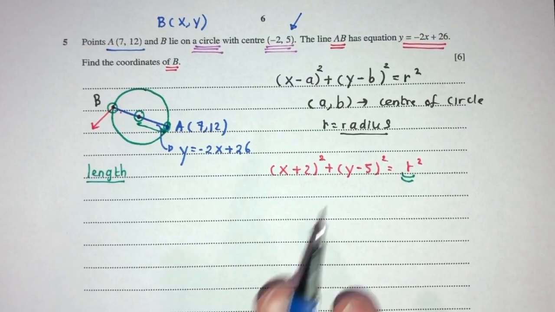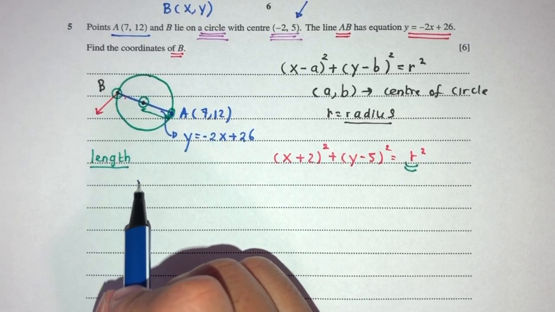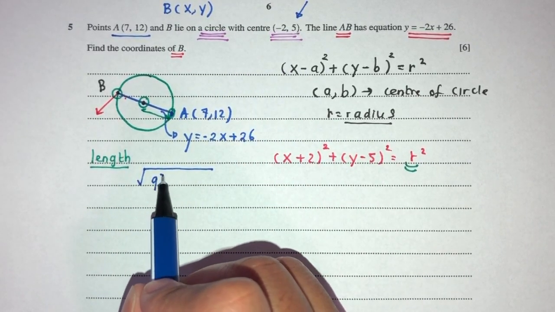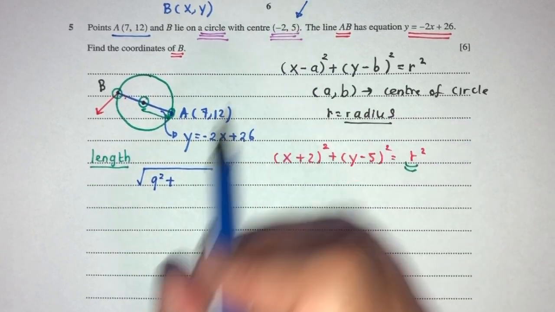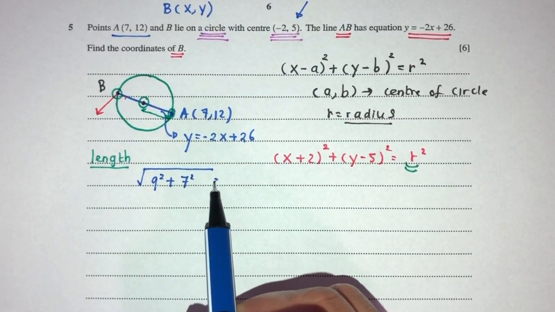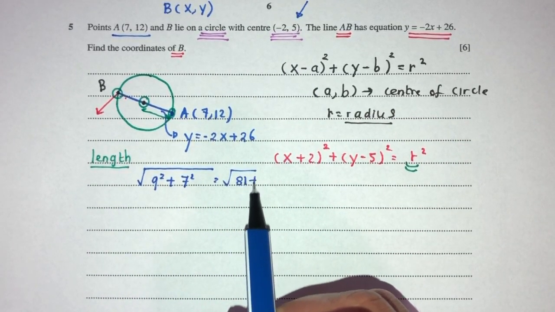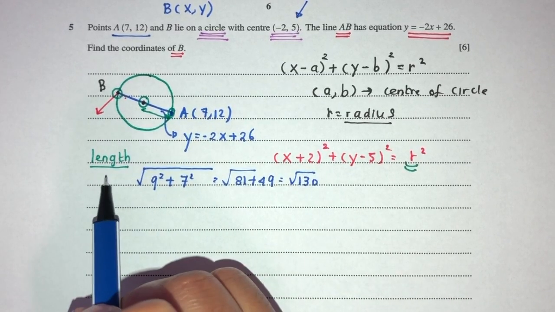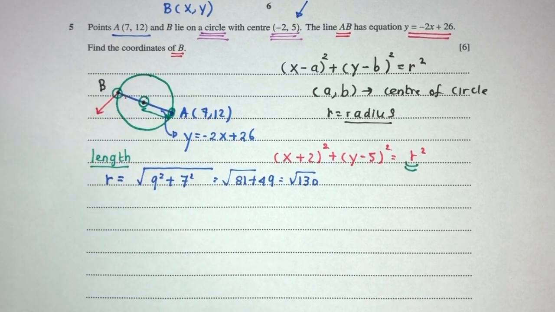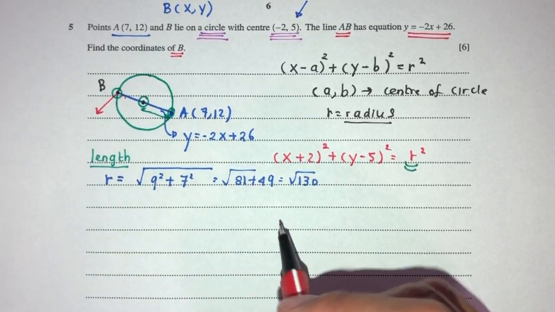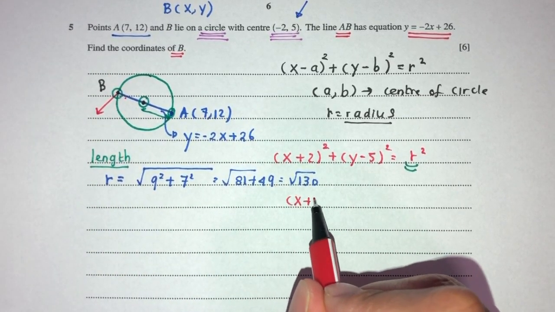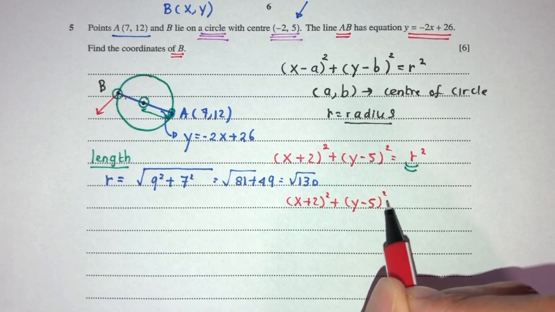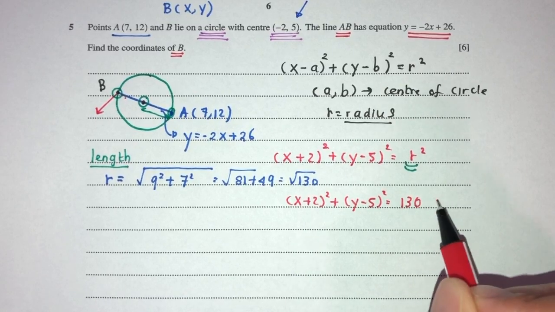So we can use our formula, pretty simple. That should be what? 7 minus 2 is 9. Squared should be 81. 12 minus 5 is 7. Squared, that should be 49. So root of 81 plus 49, that should be 130. Therefore, the radius is root of 130. So r squared, obviously, that should just become (x plus 2) squared plus (y minus 5) squared equals 130. This is my equation number 2.